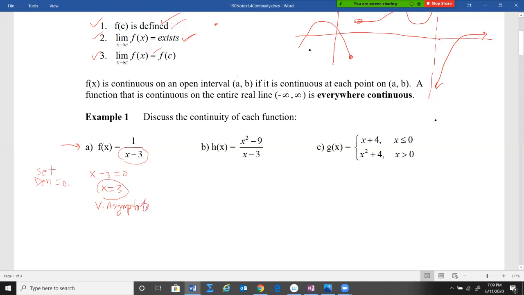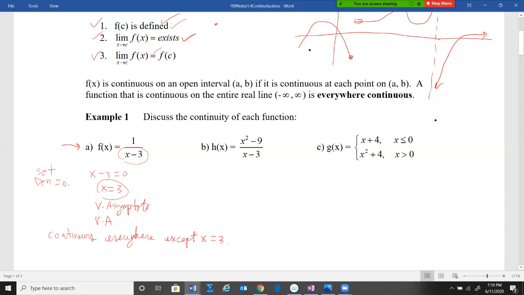So not only do we know that it's discontinuous there, but we also realize it's a vertical asymptote. So I might just say VA, vertical asymptote there. Now everywhere else it's continuous. So we could say it's continuous everywhere except x equals 3. Okay, next one.